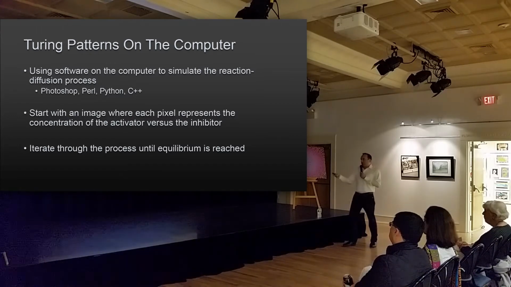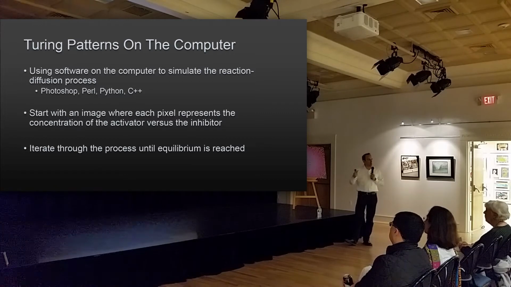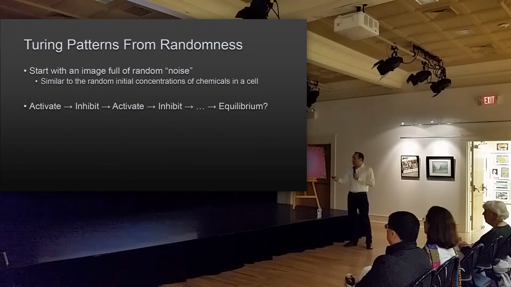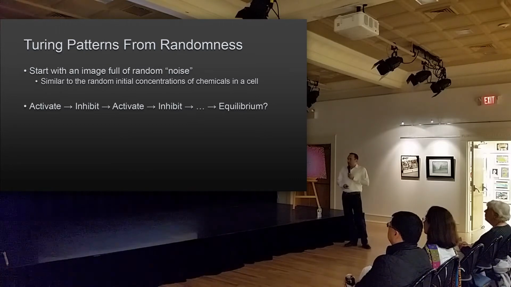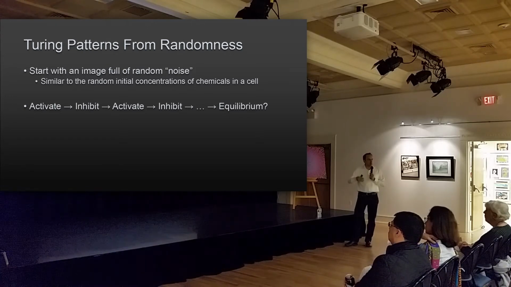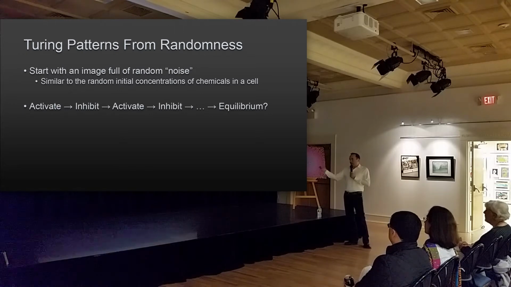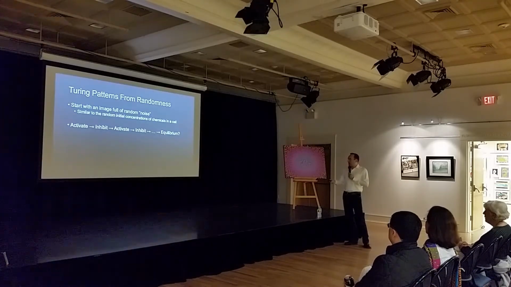So what you do is you start with an image where each pixel in the image represents the concentration of an activator versus an inhibitor. And then you iterate through this reaction diffusion process over and over again until you reach an equilibrium. And you can start, for instance, with random noise. And this is kind of like what would happen in a cell, most likely. You might have a random concentration of chemicals in a cell, and then you activate and inhibit over and over again until you get equilibrium.